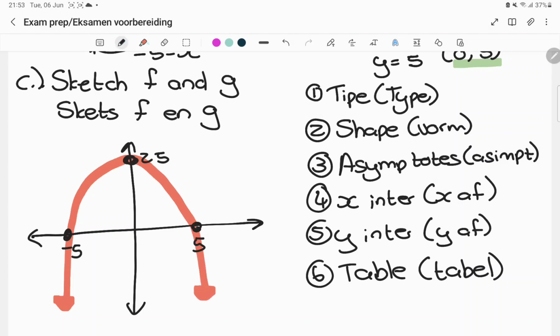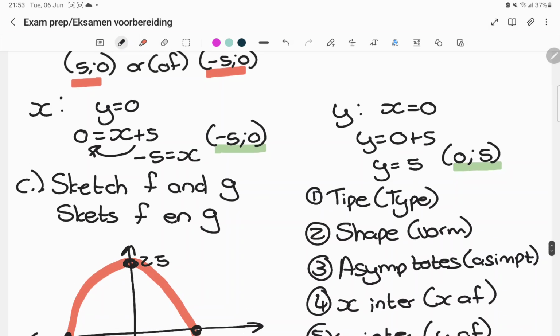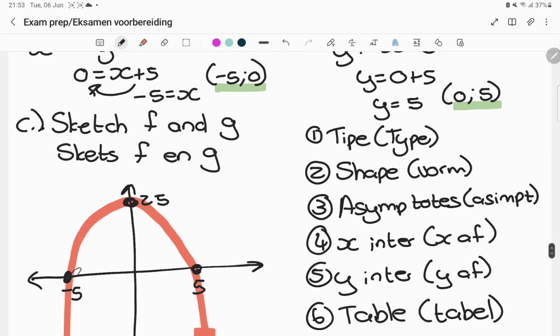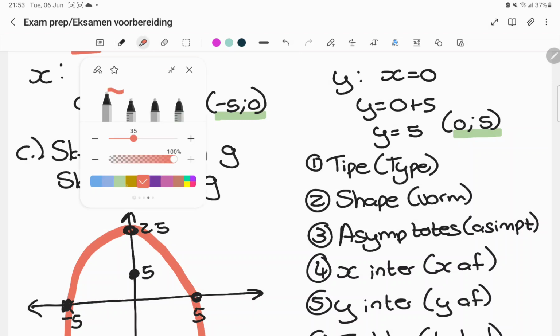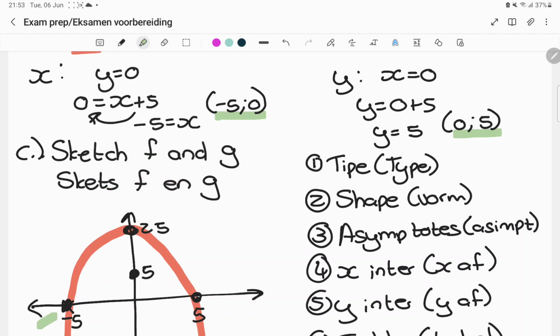Alright, then drawing for g of x, we have that my x-intercept is also at -5, and then my y-intercept on this one will be at +5. Alright, and we know that it's a straight line, so it's going to be something like this.